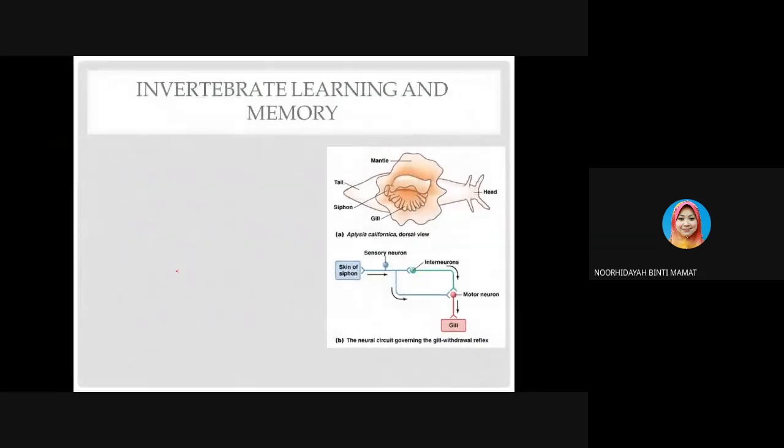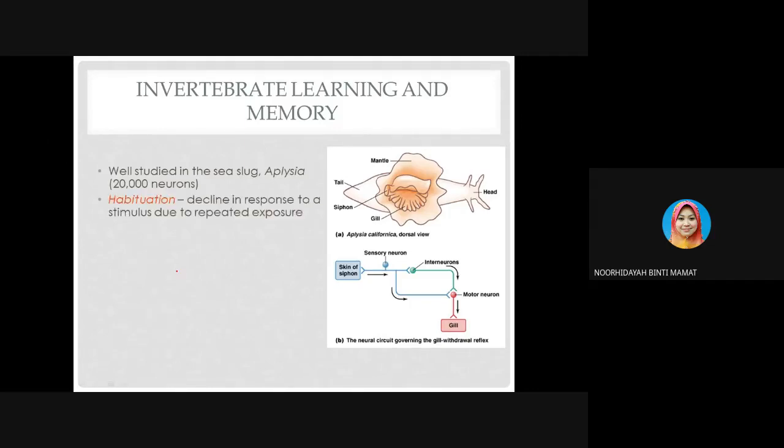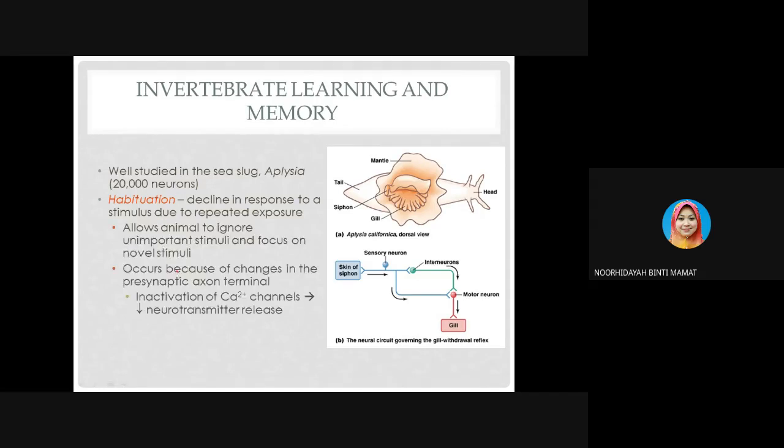So the last slide is about invertebrate learning, for example in Aplysia. Aplysia is the sea slug. In Aplysia, they have about 20,000 neurons. The examples of learning and memory behavior we're talking about is habituation. Habituation is the decline in response to a stimulus due to repeated exposure.